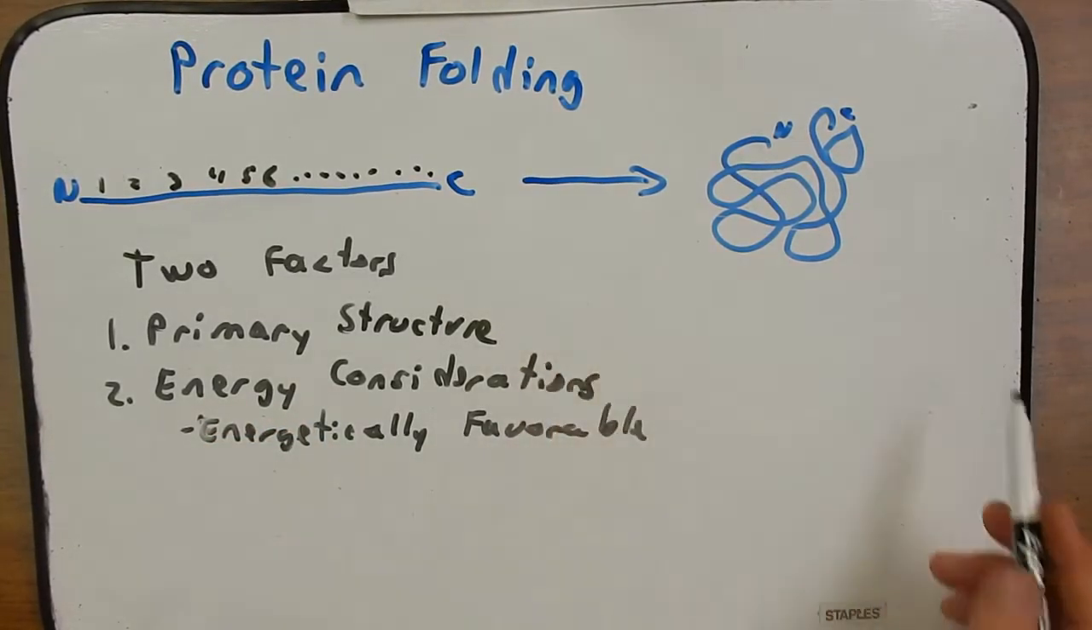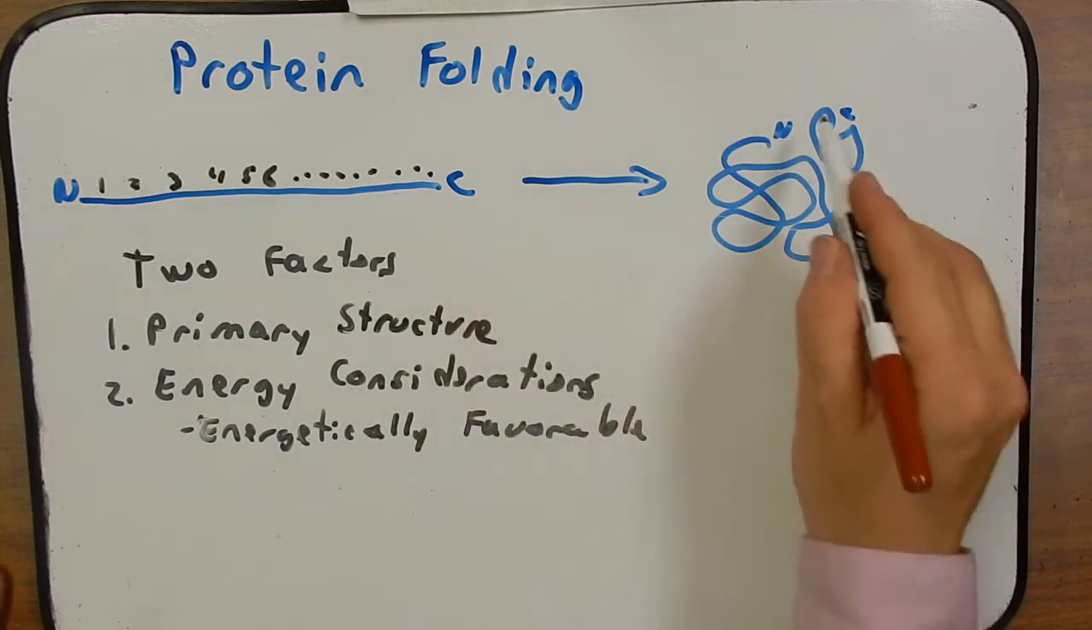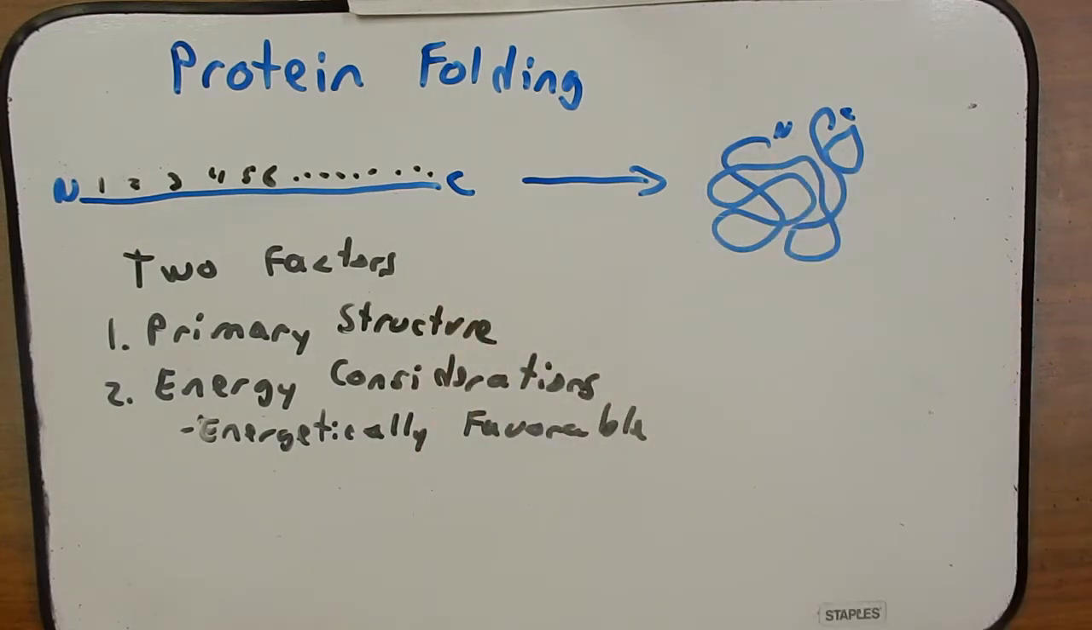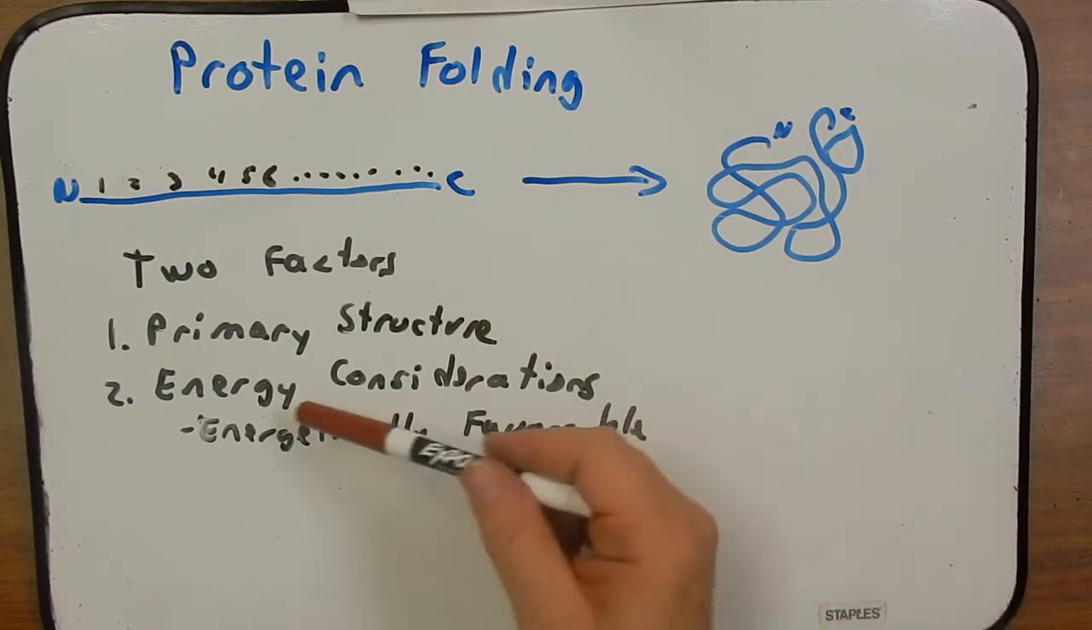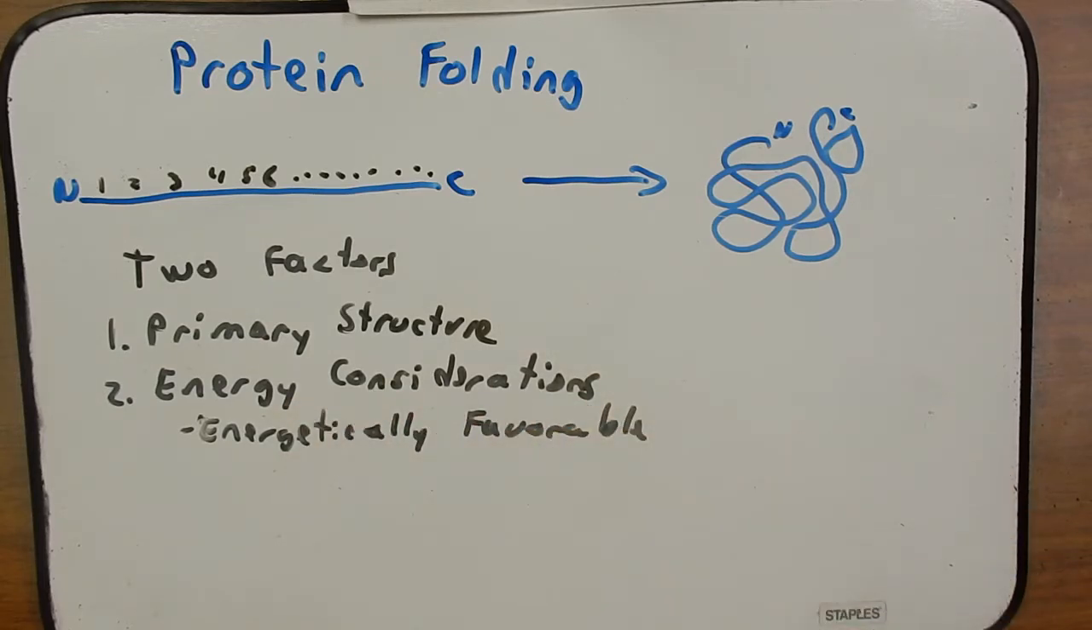In the process, it releases heat. To create this great order here, it has to allow that heat to be released, if you remember from before, so that the entire system still moves towards disorder. And because of these 2 factors, the primary structure and energy considerations, this allows certain amino acids to be next to each other to allow those bonds to form that we talked about on the last whiteboard.